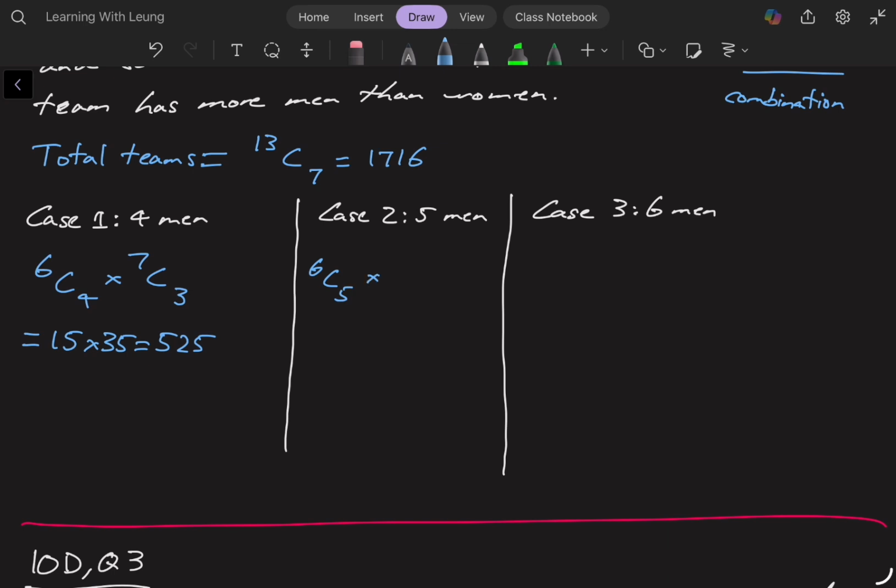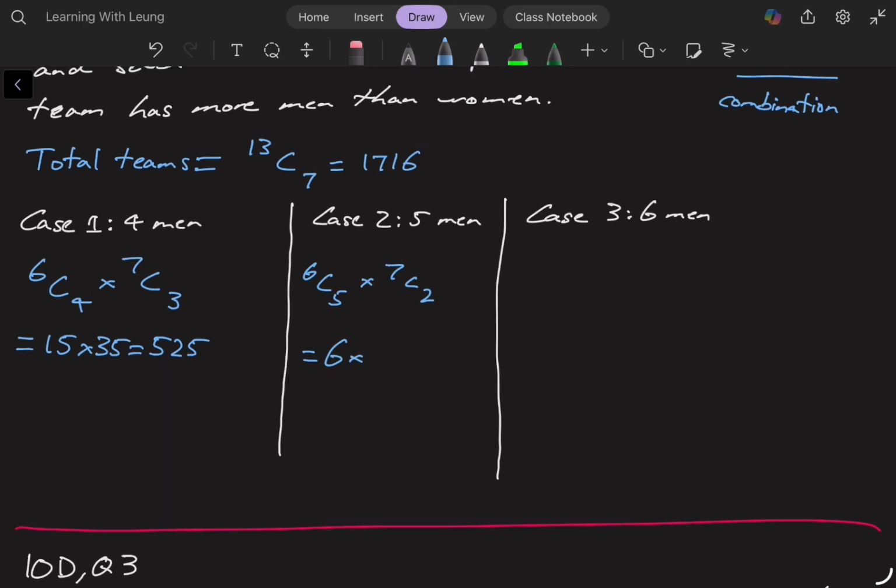So pick 5 guys, 6C5. Then pick 2 girls, 7C2, which is equal to 6 times 21, which equals 126. Cool, and then we're almost there.